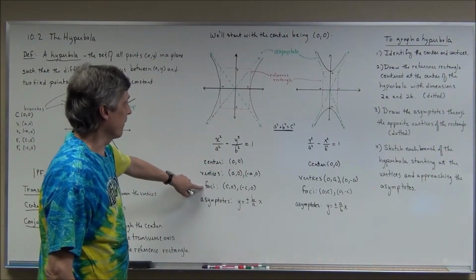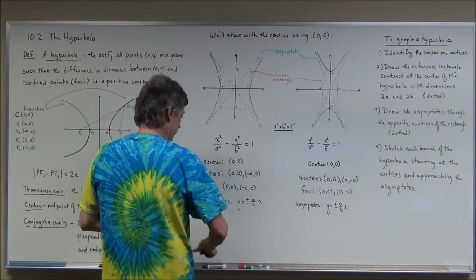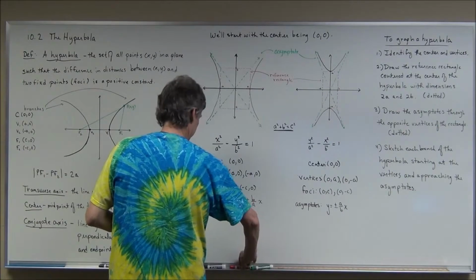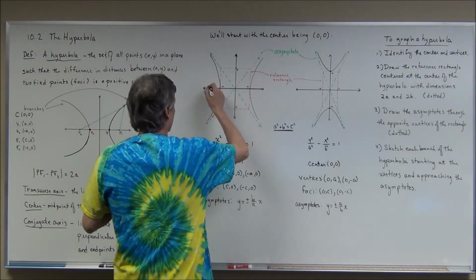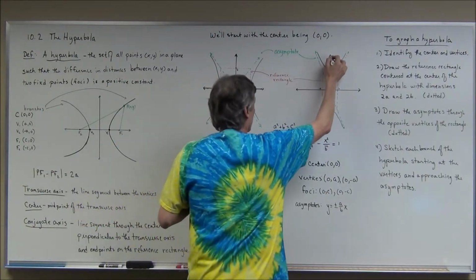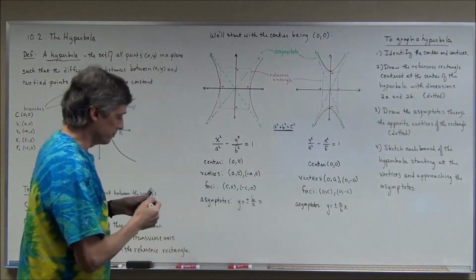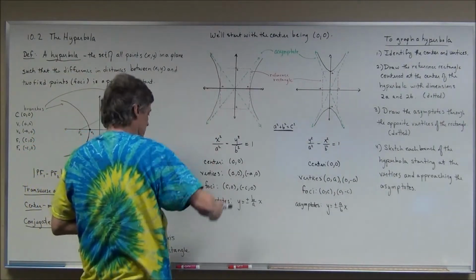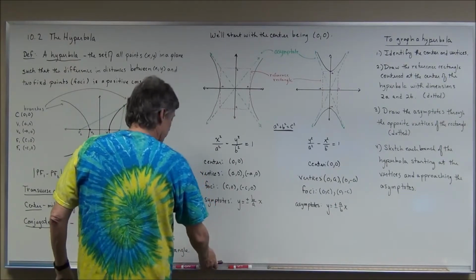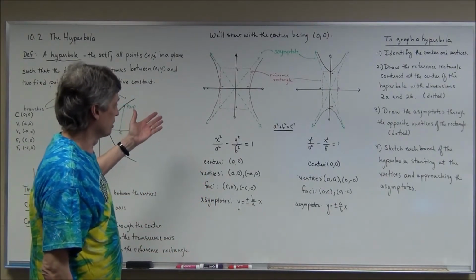Similarly with the foci. Now I didn't put the foci in here, but the foci would probably be out here somewhere, or up here somewhere, because they would be on the extension, I should say, of the transverse axis in either case. It's just that c is larger.